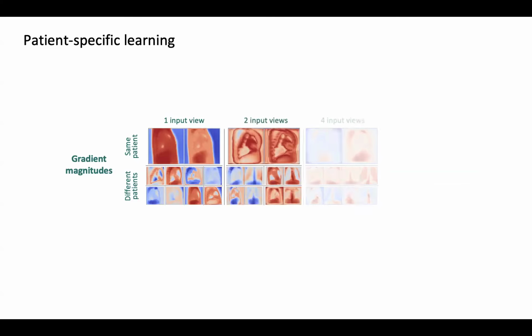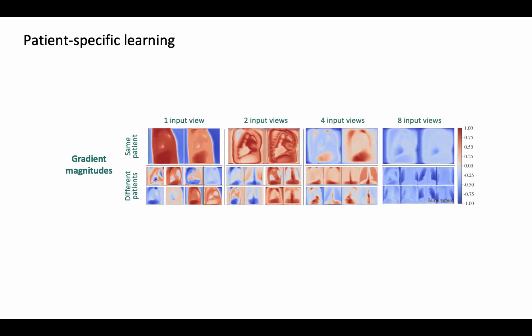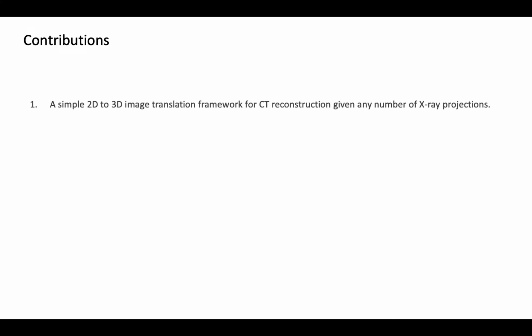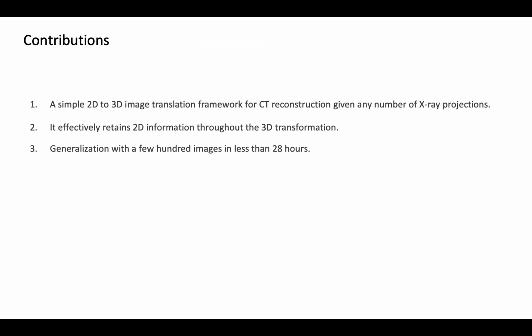To finalize, I'm going to summarize our contributions. So our approach is very simple and is able to generate a CT scan given any number of input X-rays. This is because we're able to retain input information throughout the translation process. Therefore, our model trains very fast and is stable and is able to generalize with very limited data. We think our approach can be directly applied to other generative modeling approaches.